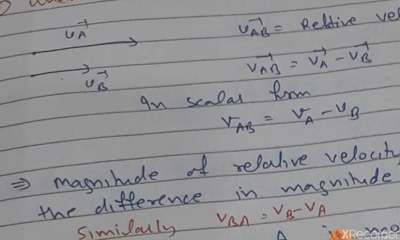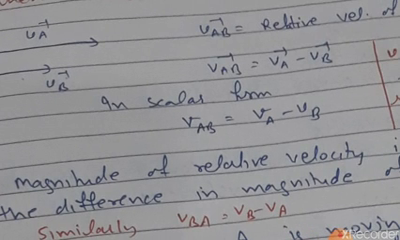For example, suppose two trains are moving in the same direction, one with the velocity of 100 km per hour and the other with the velocity of 80 km per hour. Then what is the relative velocity of A with respect to B, means how much faster is A going than B? That will be given by 100 minus 80, and the answer will be 20 km per hour.